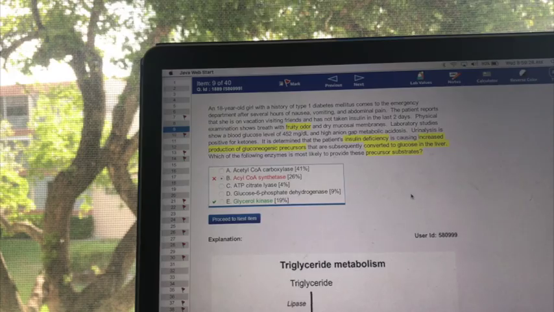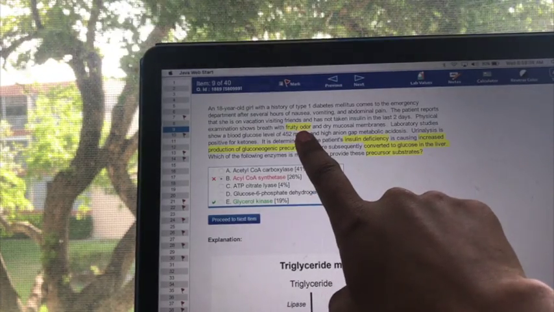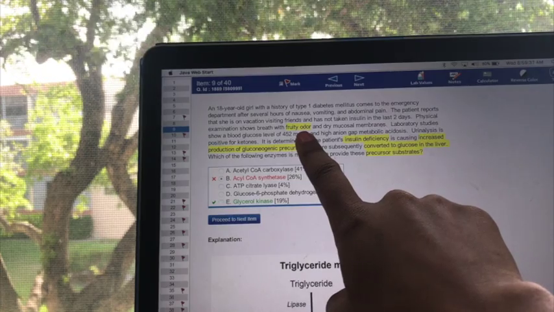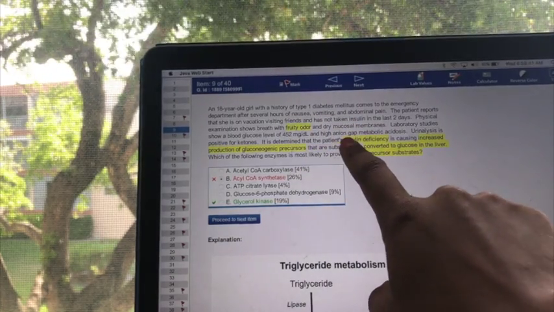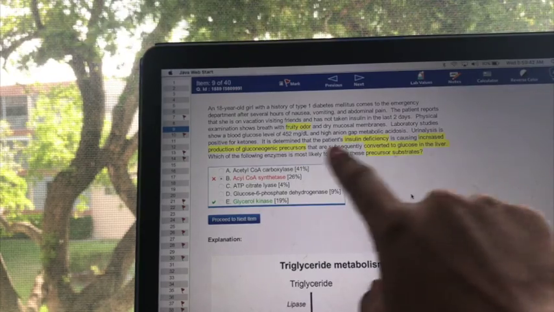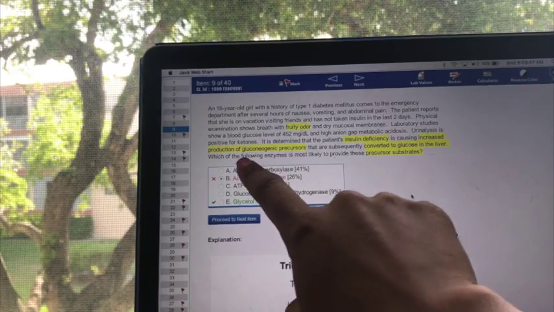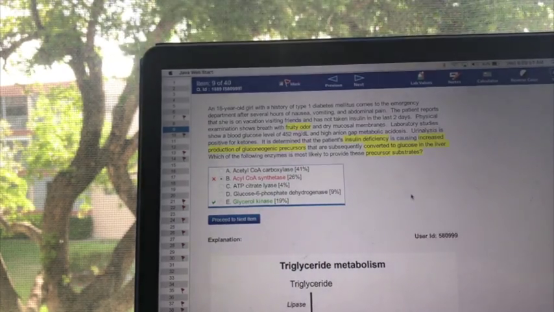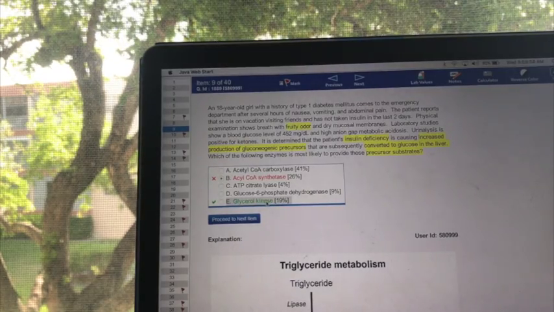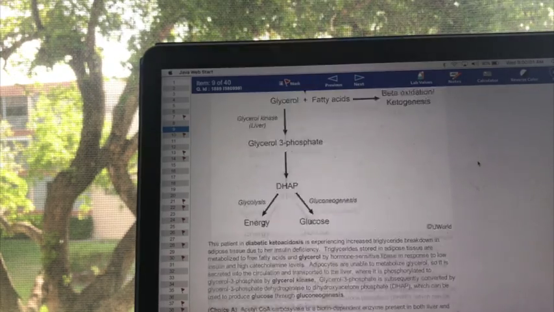So here's an example. To avoid reading through all the fluff of the question, let's just see: fruity odor. So I know it's definitely diabetic ketoacidosis. If I want to double check, type 1 diabetes for sure. So the person is insulin deficient. They have increased production of glucogenic precursors, and I want to find out which enzyme is providing these precursor substrates, right? So the answer is glycerol kinase. And the explanation is because of the breakdown of triglycerides.